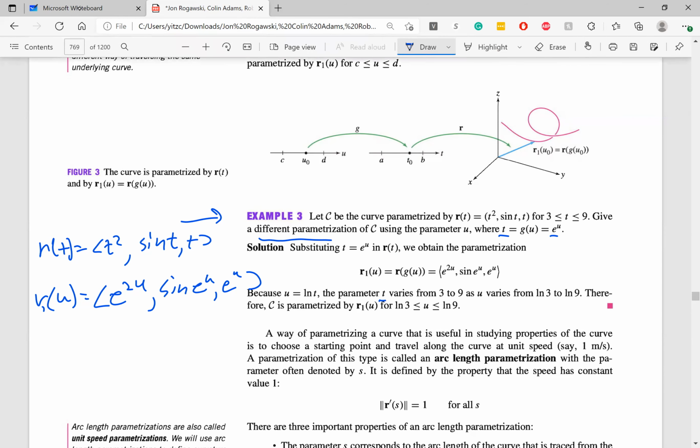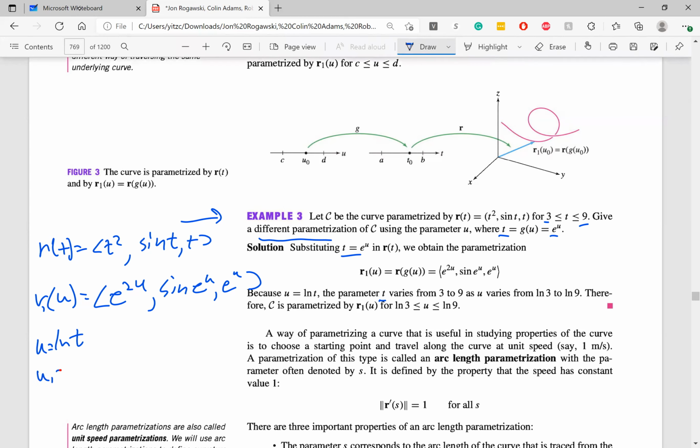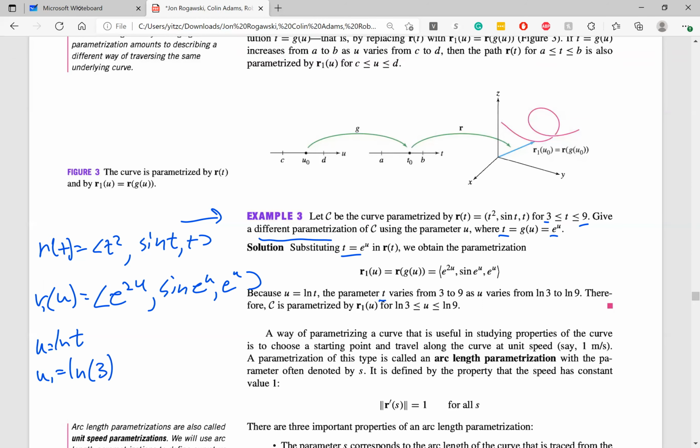So before they said t is moving from 3 to 9, but now because t is equal to e to the u, we can say, okay, so what is u in terms of t? u is going to be equal to ln of t. So that means that our first u, let's say u1, is going to be ln of 3. And our second u, u2, is going to be ln of 9.